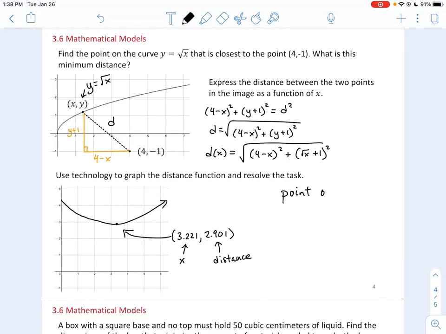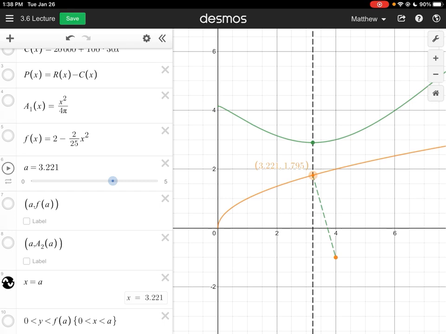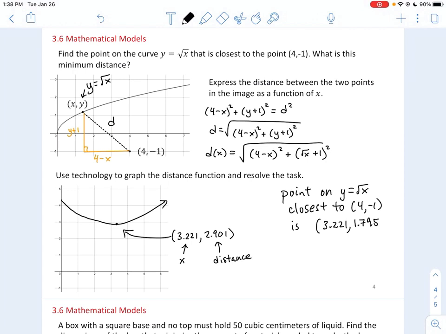So the point on the curve, which is y equals square root of x, closest to the point (4, -1), has x-coordinate 3.221. But for the y-coordinate, don't put the 2.901. That's the actual minimum distance. We want to do the square root of 3.221. It's going to be the orange second coordinate you see here, 1.795. And then the minimum distance is 2.901 units, whatever these units are.